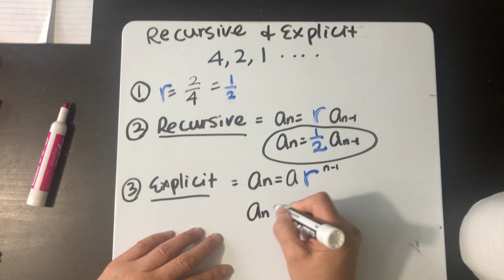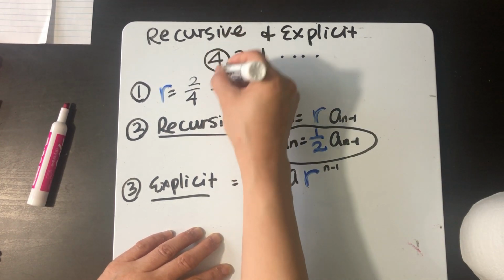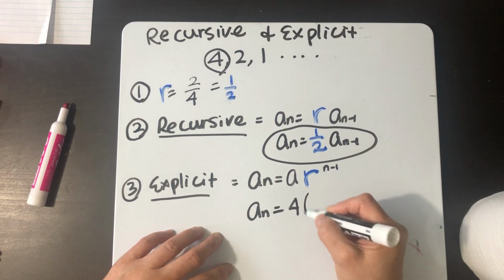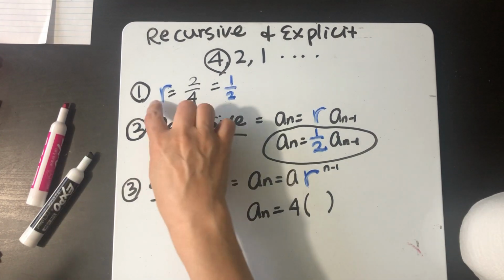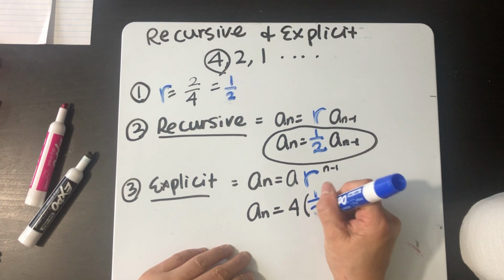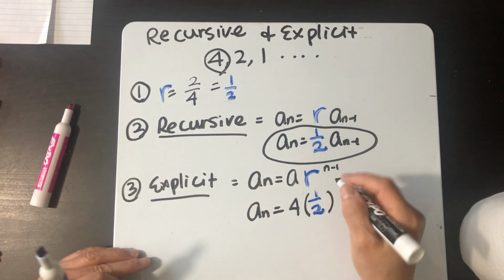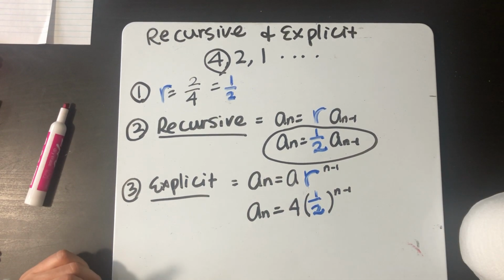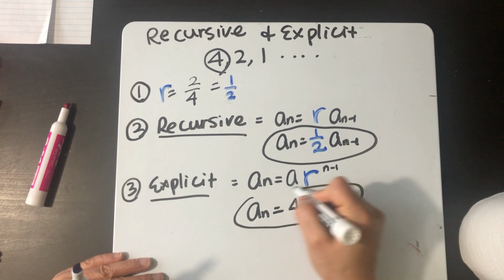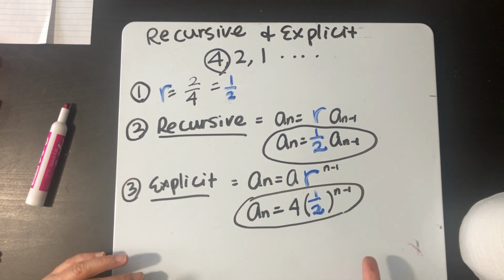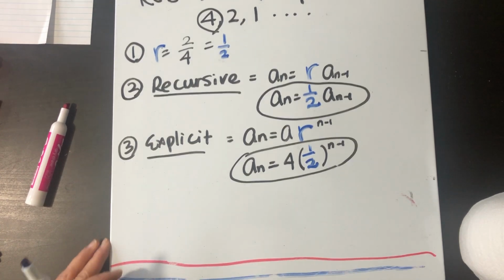a_n, what is the first term? First term is here, 4. You write 4, okay? And what is the ratio? It's 1/2, which is to the n, and then n minus 1. That's the correct answer, but we can go further, okay? So you should do further.